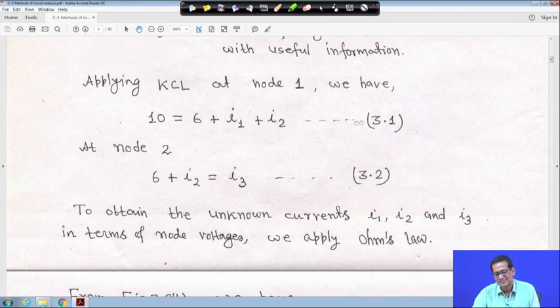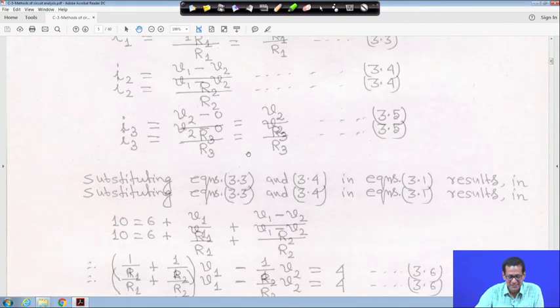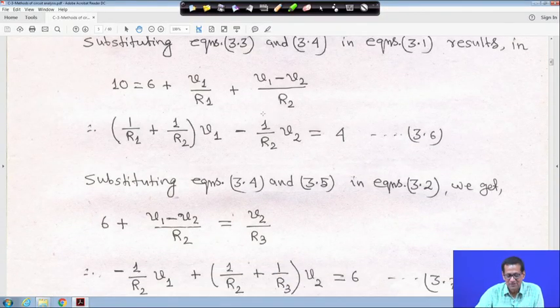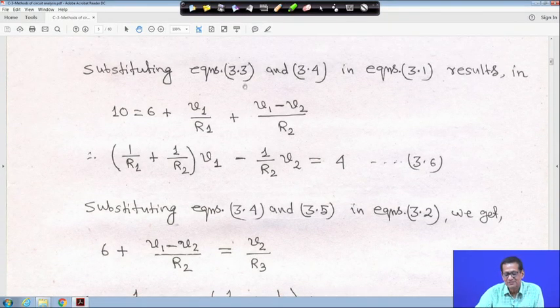Those are equations 3.1 and 3.2, and all the currents should be replaced by these expressions, so it will be linear equations in V₁ and V₂. If you substitute equations 3.3 and 3.4 into equation 3.1 and simplify, you get (1 upon R₁ plus 1 upon R₂) times V₁ minus (1 upon R₂) times V₂ is equal to 4. So, this is one equation.